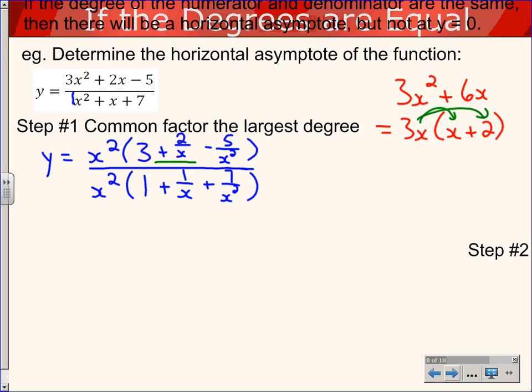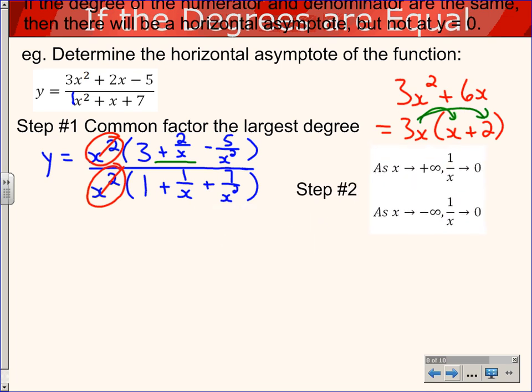The advantage is now we factored out an x squared from both. And so if you have an x squared here and an x squared here, those can cancel. And we're left with just that. Okay, so only those brackets really remain. I'm going to slide step 2 there.